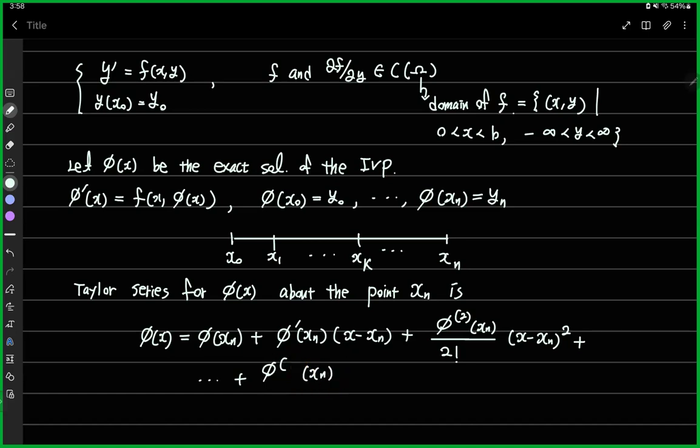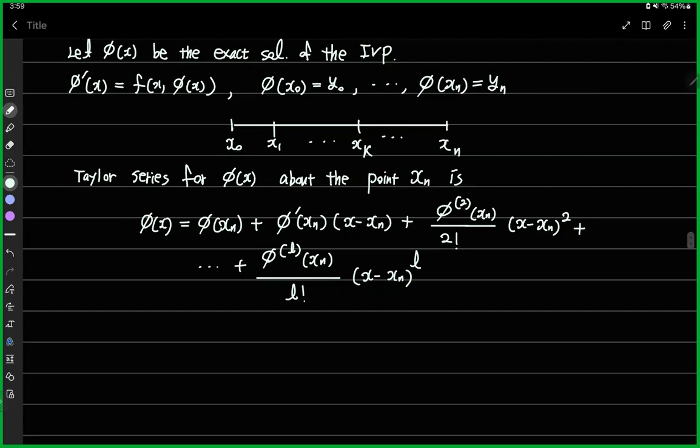Let me use another letter, L. Phi of L, the L-th derivative at xn, over L factorial, times x minus xn to the L-th power, plus something like this. Yeah, I think that's enough. Now let's say h represents x minus xn. Then this becomes h, this becomes h squared, this becomes h to the L-th power.